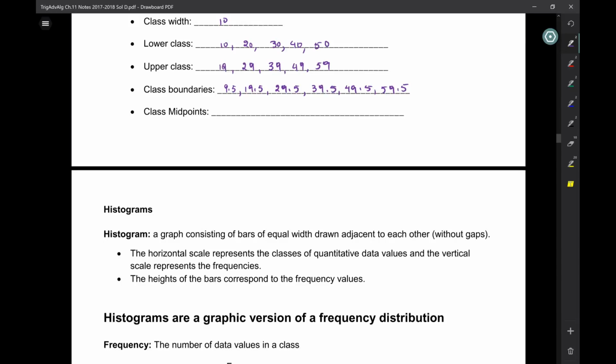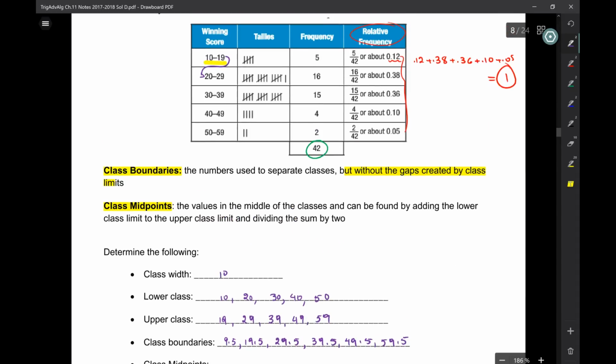Oh, class boundaries, those are the numbers. Okay, so look. This is from 10 to 19. And then 20 to 29. So the boundary is, what's the number in the middle? Okay? So that's what separates one from the other.